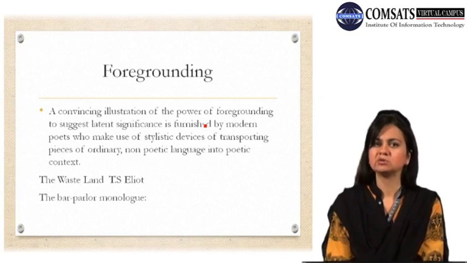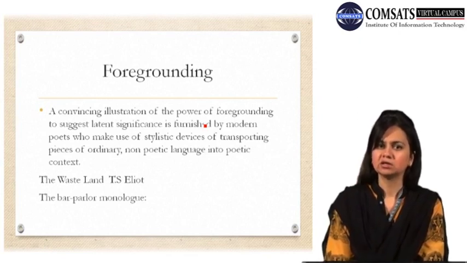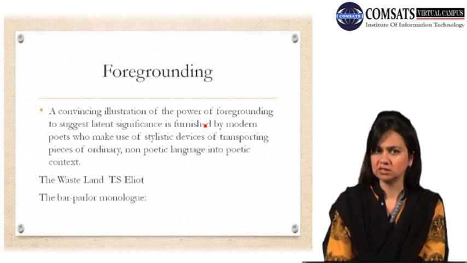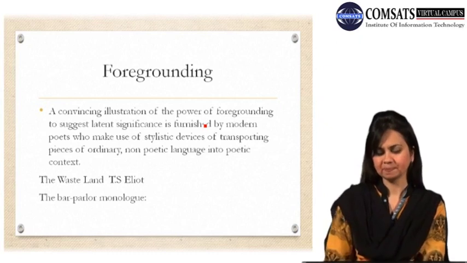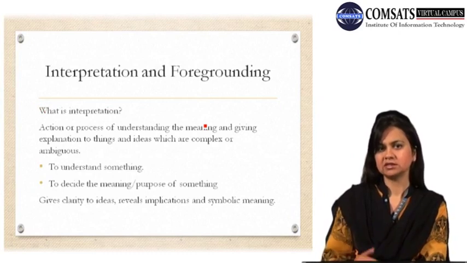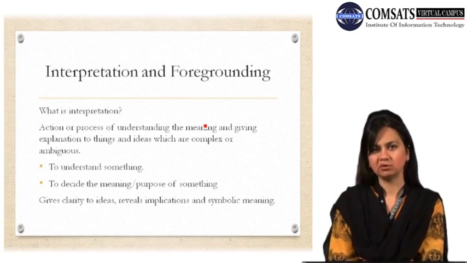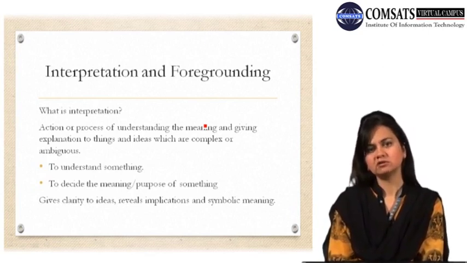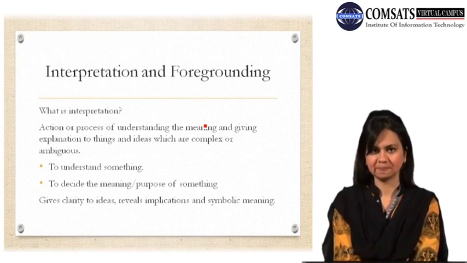But within that, about 6-7 lines occur as if they are taken into the poem from the ordinary discussion or language going on in some parlor or a bar. So that bar parlor monologue by Eliot is an example of foregrounding within the poetic language that is sticking to rule and order, whereas the bar parlor scene of about 7-8 lines is not in line with the poetic language, but is colloquial in expression.